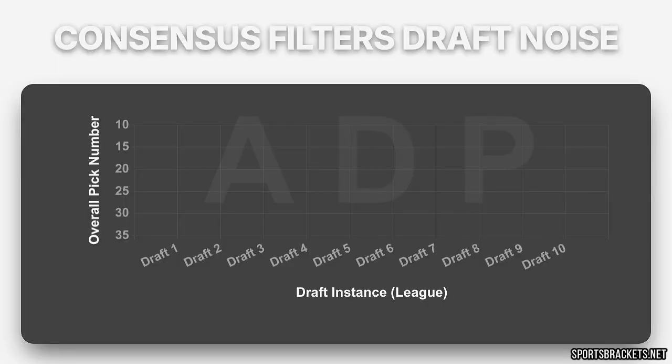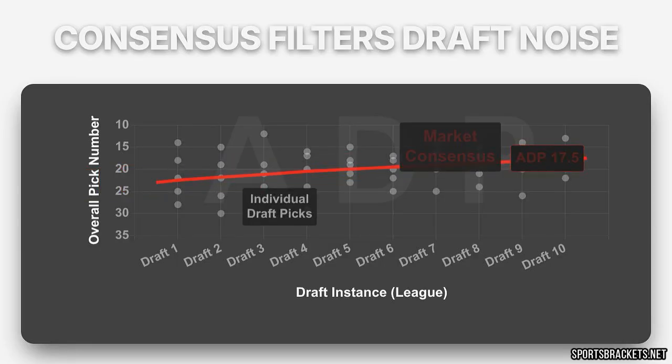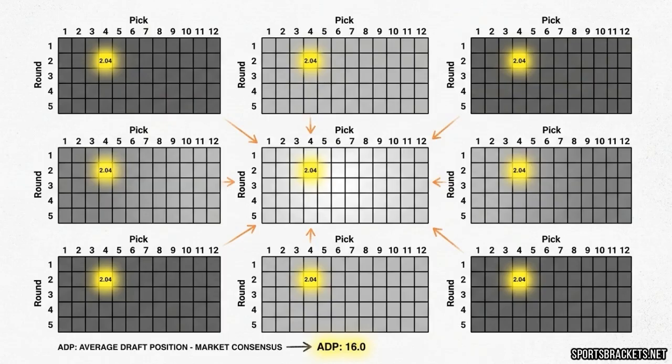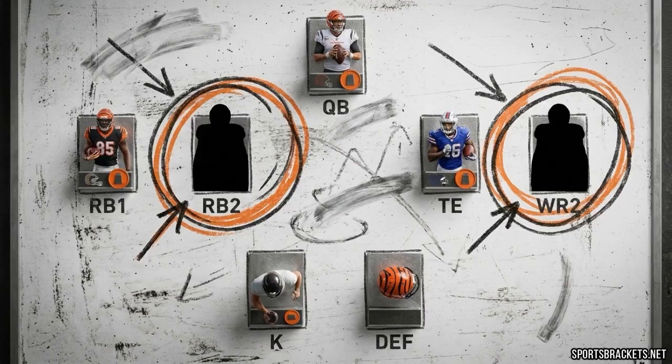That starts with understanding ADP, or average draft position. ADP is the market's consensus. It tells you exactly where a player is coming off the board across thousands of leagues. You will face a constant trade-off, reaching to secure a player you love versus letting the draft value fall to you. Reaching means overpaying, and overpaying leaves holes in the rest of your lineup.